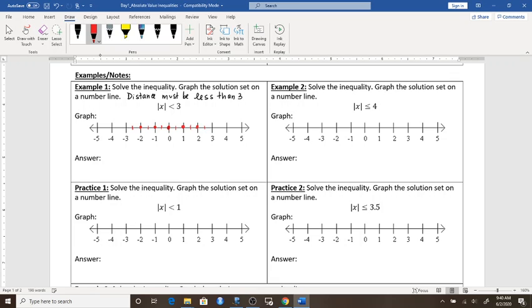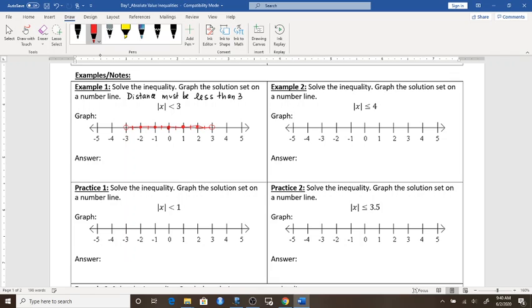Finally, what can we say about -3 and positive 3? Notice here I'm putting some open circles, because these points are exactly 3 units away from 0. But here I'm looking for absolute value of x which is less than 3, not equal to 3. And therefore -3 and 3 are not solutions. But anything in between is.